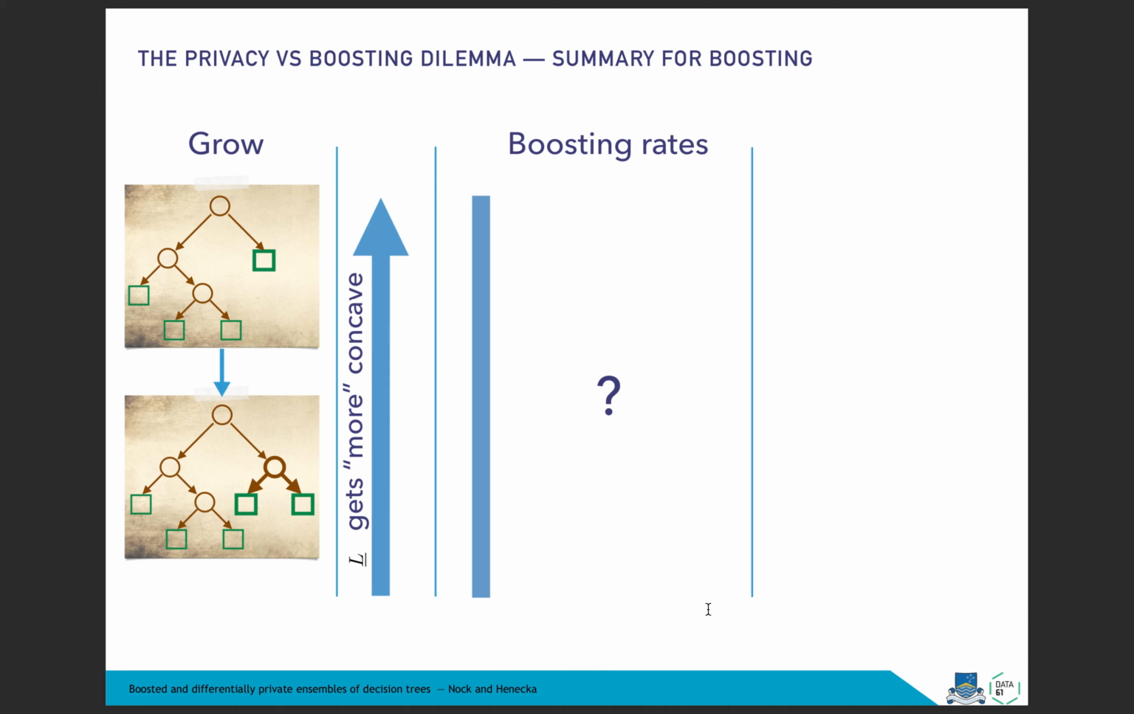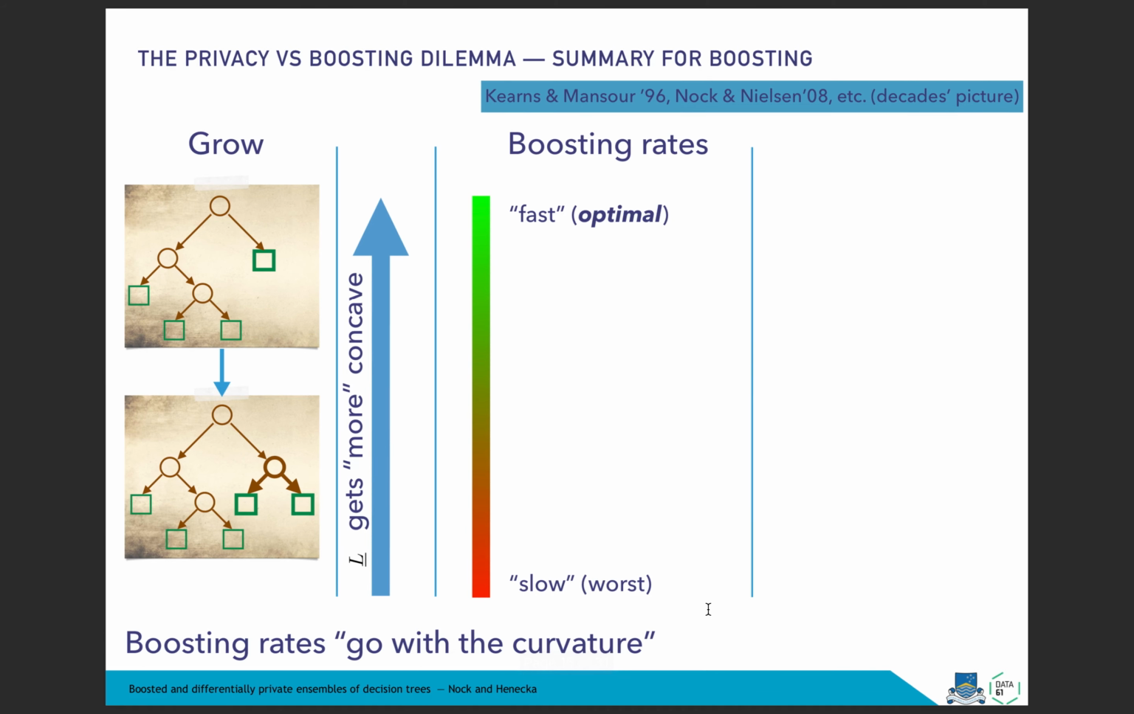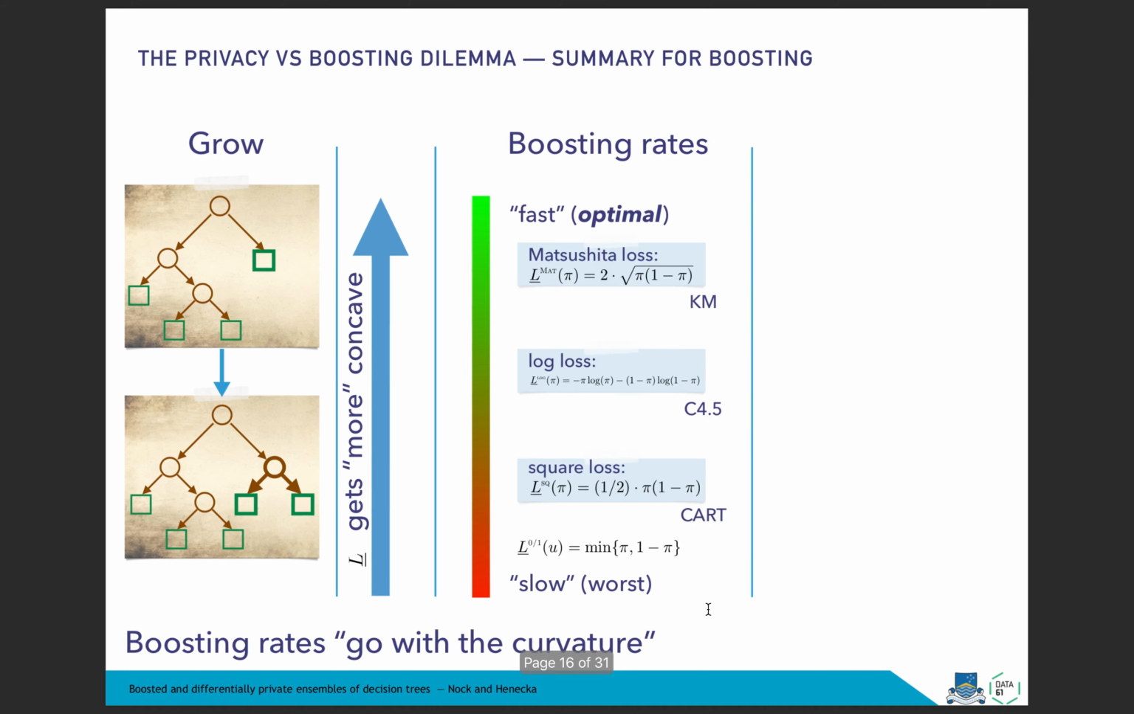How can we plot the boosting rates against this abstract axis? Well, it's actually very simple. Because the more concave the bias risk of the loss is, the faster boosting is. So boosting rates go with the curvature. There's a whole set of results along these lines. If we pick, for example, Matusita's loss, then it actually achieves optimal boosting rates. It's different for the log loss, it's a bit worse for the square loss, and again, the 0,1 loss would arguably be, in fact, the worst choice of all.